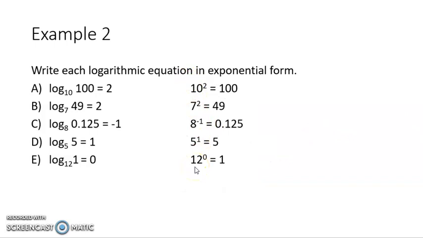Now you can always check these answers because notice 7 squared is 49. 8 to the negative 1, that would be 1 over 8. If you got the decimal, it would be this number. Okay, so all of these should make sense. Let's take a look at some properties of logarithms next.